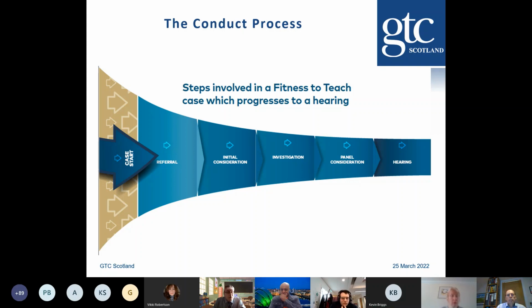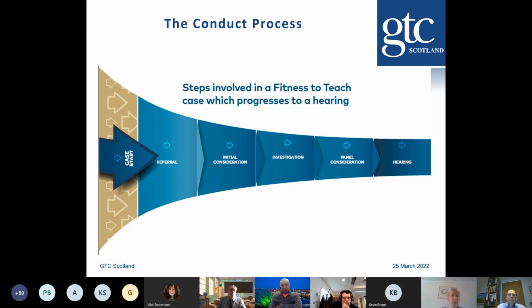The panel could decide to refer the case for a hearing if they consider that to be necessary in the circumstances. And it's important to know that any consent order at this stage can only apply with the consent of the teacher or lecturer. If they do not consent to the consent order, it then automatically goes to a full hearing so that both parties can have their say.